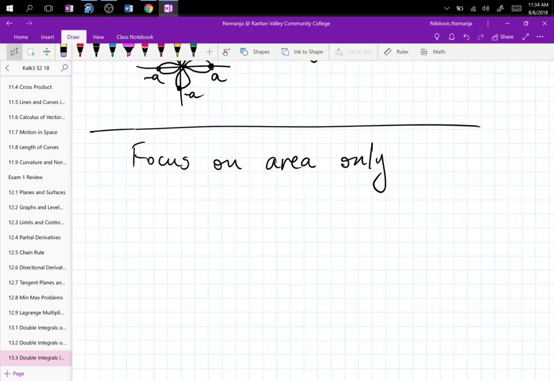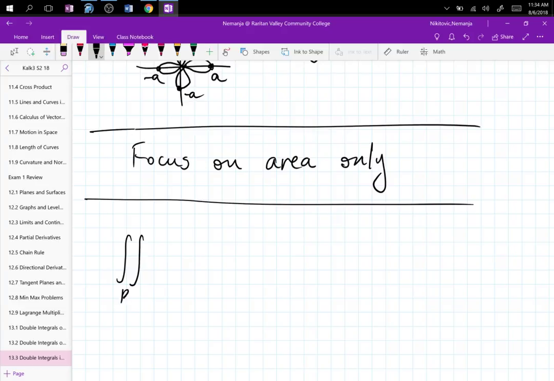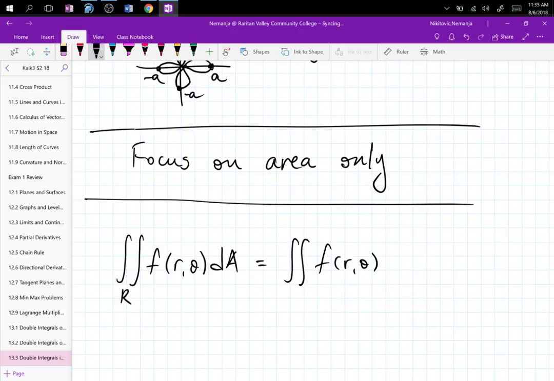Focus on area only, and what we are going to do now is we are going to define the double integral over a polar rectangular region. So now I'm going to say that the double integral on the region R for the function that is given in terms of r and theta dA is going to be the double integral of f of r, theta and then r dr d theta. Alpha and beta are the theta limits, and r is going to go from A to B.